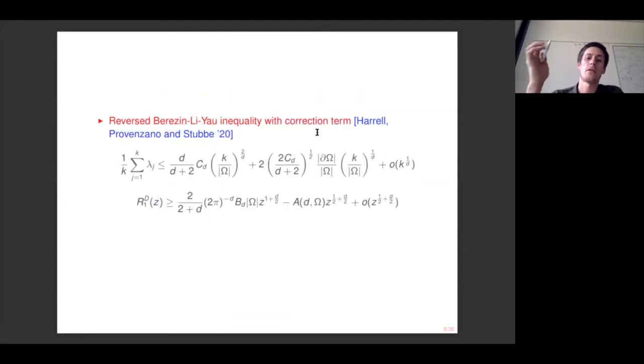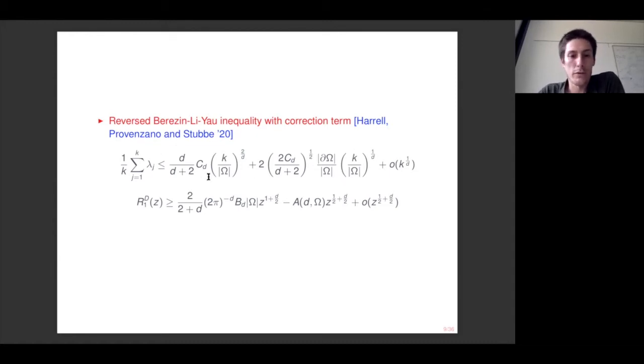This has been done, for example, in this work by Laptev, Provenzano, and Stubbe, which proved that under some regularity condition on the domain, it is possible to reverse the Berezin-Li-Yau bound. That is, one can prove an upper bound for the eigenvalue averages with a first term which is sharp, the same term as in the Berezin-Li-Yau inequality, but adding a second term of the correct order under some regularity assumption on the domain.